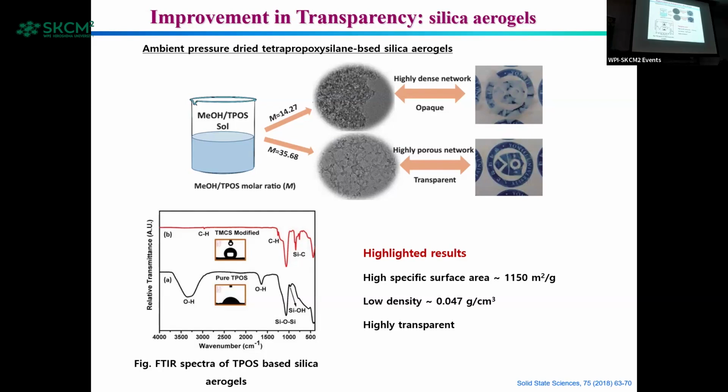And if you increase the molar ratio between solvent and precursor, you can get a highly porous network, so it is a highly transparent aerogel. We synthesized this at ambient conditions, ambient pressure, modified with TMCS, that is trimethylchlorosilane, a silylating agent, and it got higher hydrophobicity as compared to pure silica aerogels.